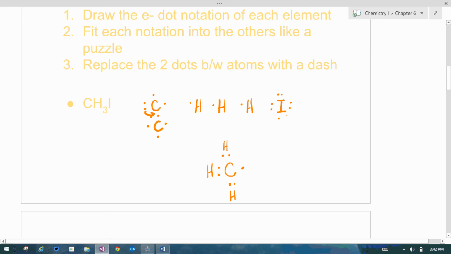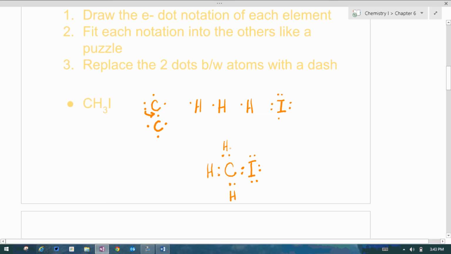So then you're going to take your iodine here, and we take this one single dot that's at the bottom of this iodine, and I'm going to fit it into the right-hand side of this carbon. I'm going to make sure that I include all of those extra dots around the iodine, okay? All of those electrons need to come with it.